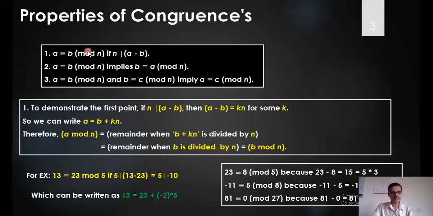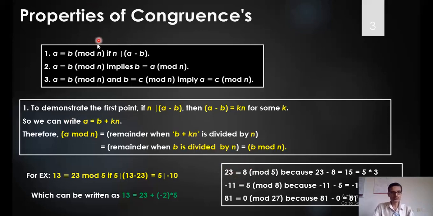So we can check whether a is congruent to b mod n or not by a simple operation: we just subtract the two integers and divide that by n. If it completely divides, then we can say that a is congruent to b mod n. Just for an example, take 23 congruent 8 mod 5. What is 23 minus 8? It is 15. So 5 divides 15. That means this condition is true, right?